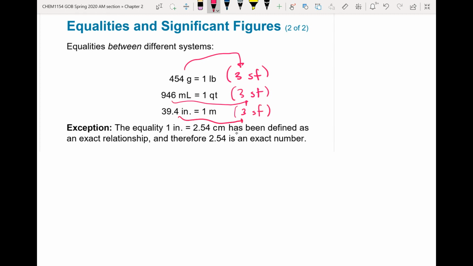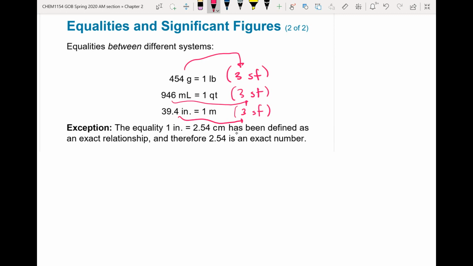So here we're going from one system, the metric system, to another one, the US system. And in that case, sig figs do play a role. Right? There are always exceptions to these things. The exception here is going between inches and centimeters, which is considered an exact relationship.